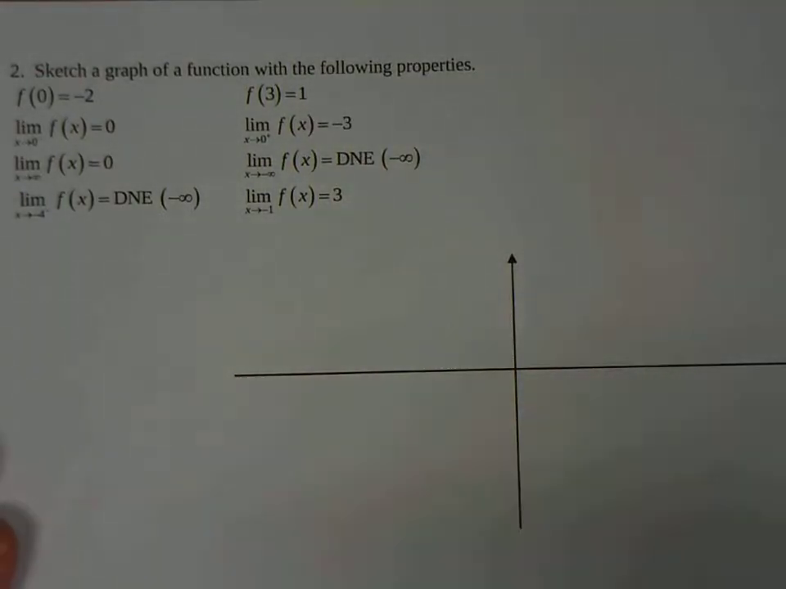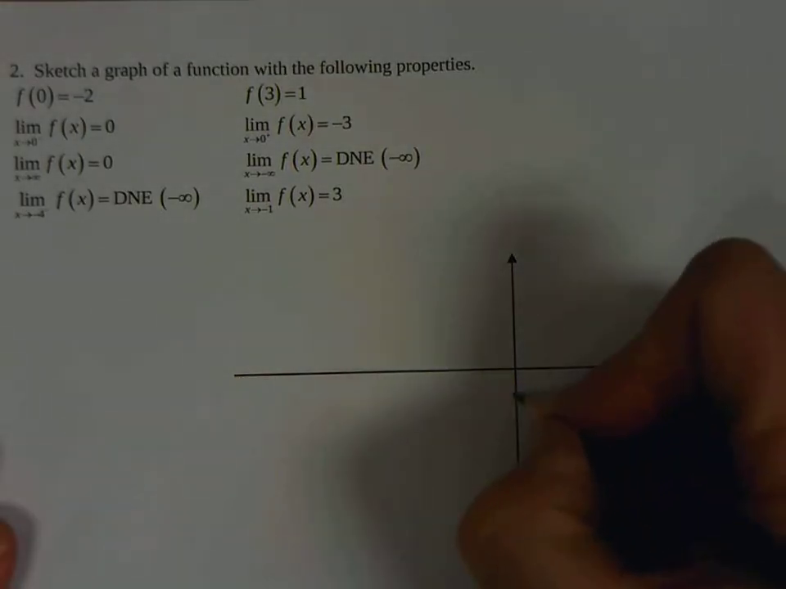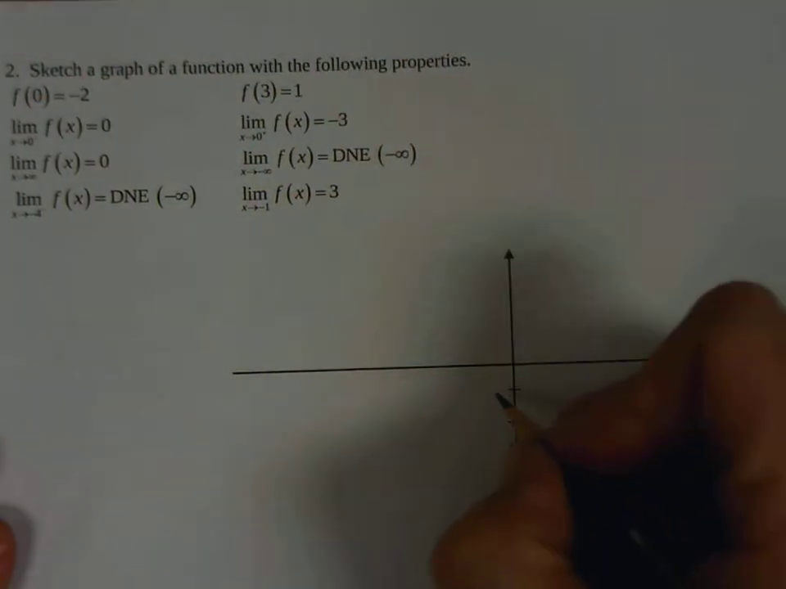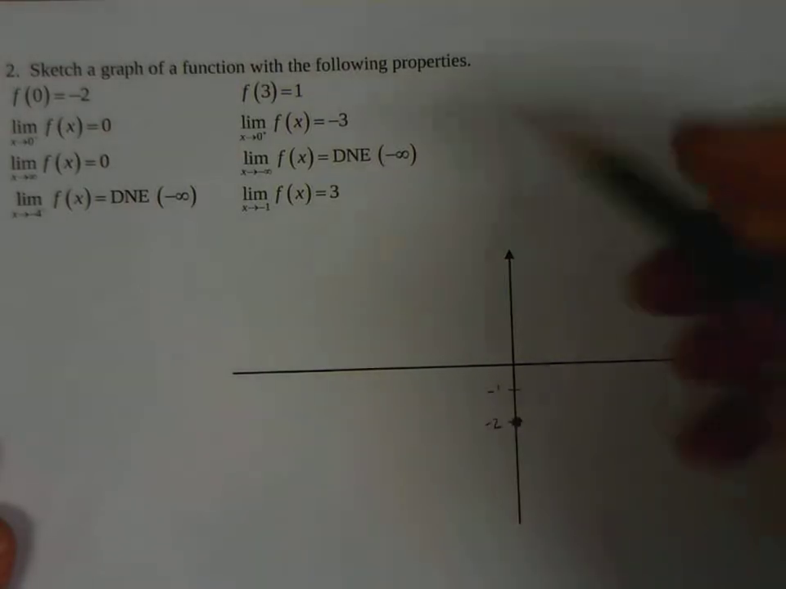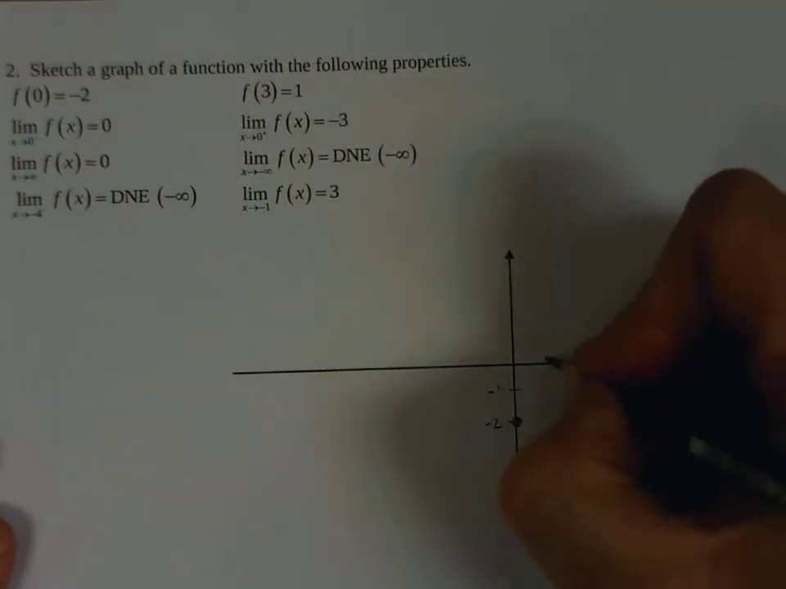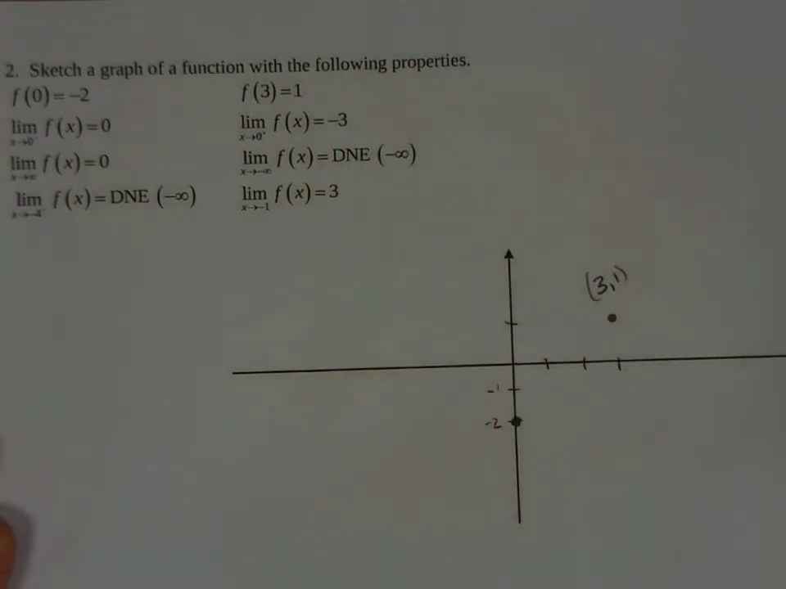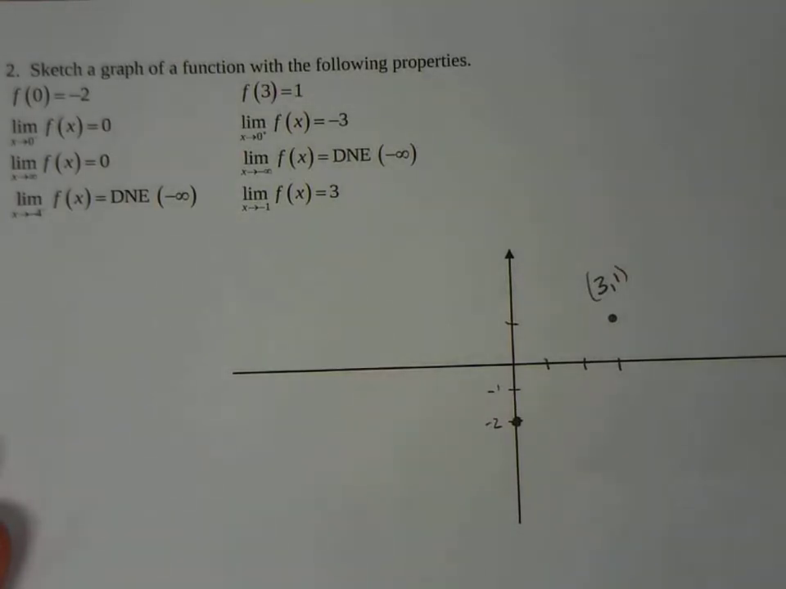Just like the last example, I'm going to start with the easiest pieces. I think those are the ordered pairs. f of 0 is negative 2. And f of 3 is 1. 1, 2, 3. I'm going to label that ordered pair since my point is not on an axis.